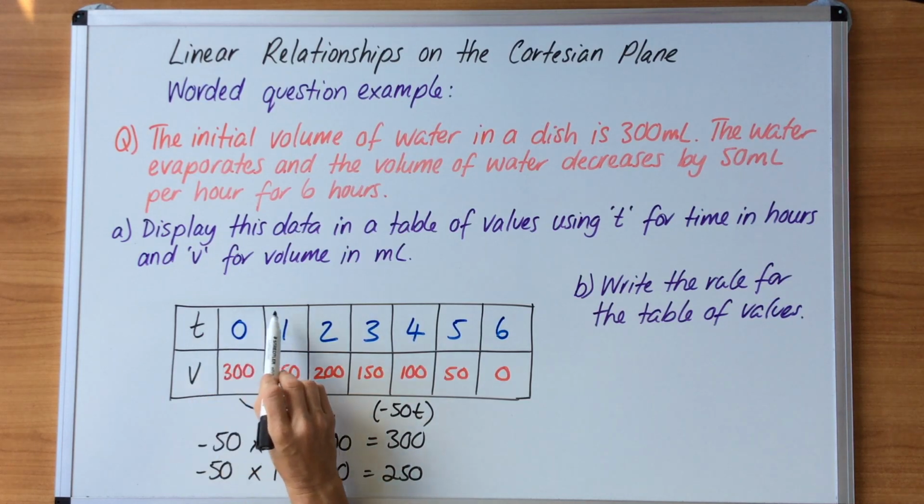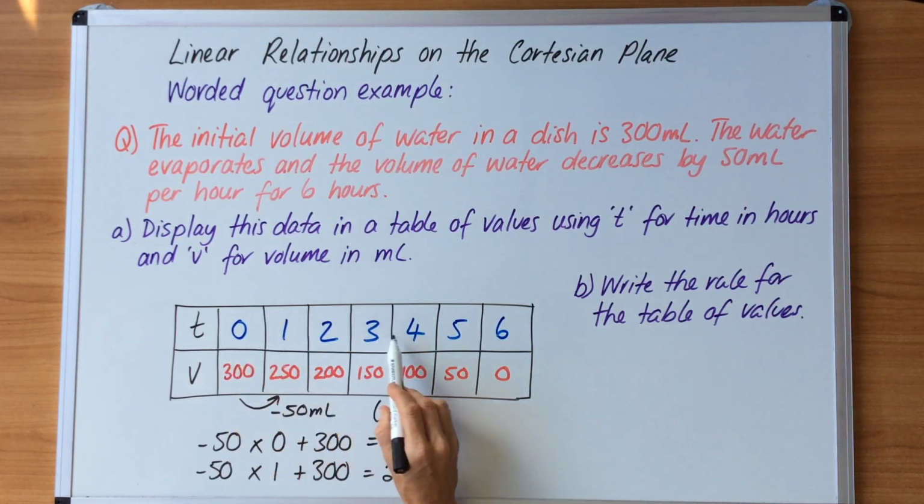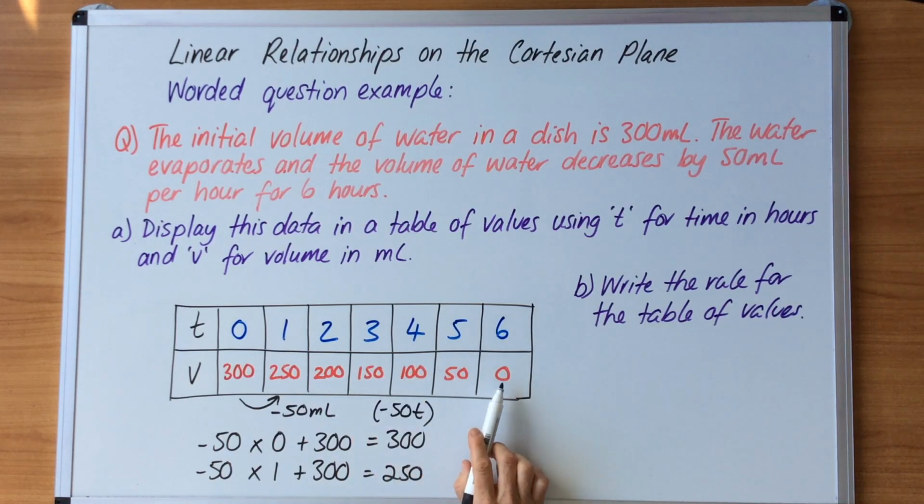If we then look at the second one here, still using this negative 50 multiplied by t. So we start with negative 50, we multiply by the value of t, which is 1, and we get negative 50. What do we have to do to get the answer of 250? We have to add 300. If I keep doing this, the only thing that's going to change is the value of t. This answer down the side here will reflect these.